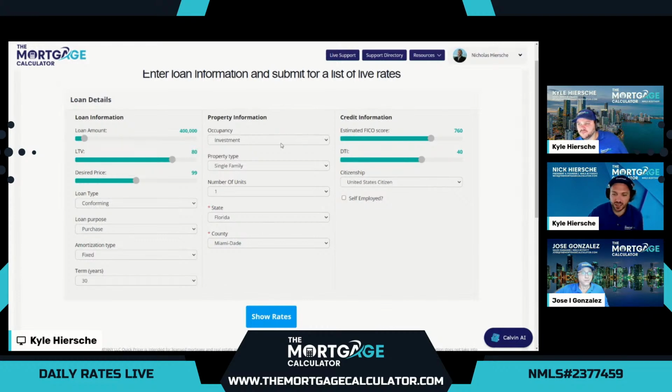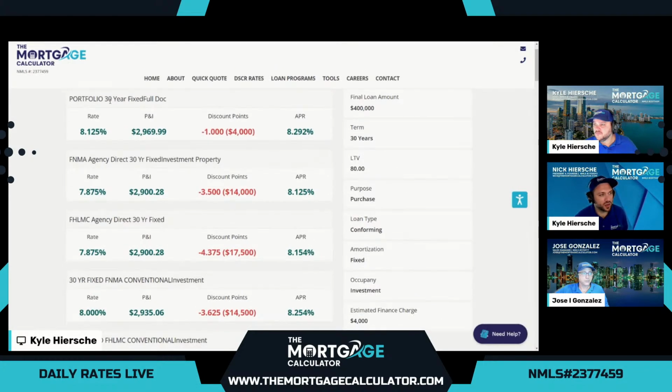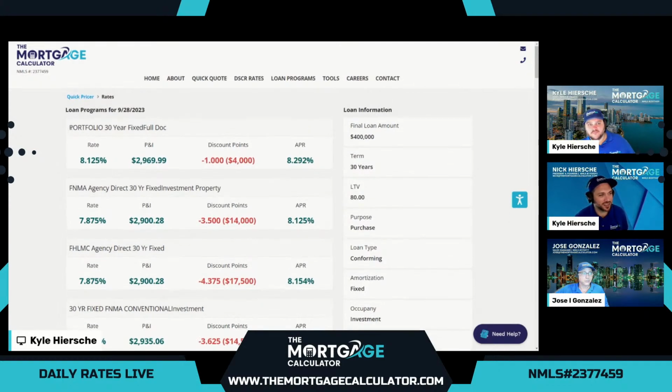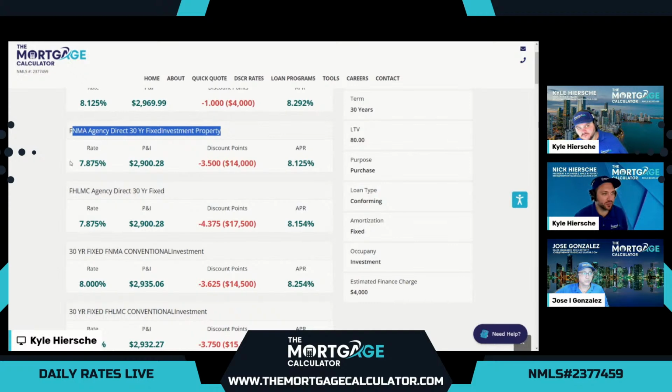Everything's going to stay exactly the same as our other demos. The only thing we've edited here is the occupancy. So we can see the adjustments conventional has made for investments. I don't know why this one's showing up. Again, when conventional goes crazy, sometimes we get some craziness. So this is actually not a conventional, even though it's showing up. This one would be the best conventional. 7.875, 3.5 discount points in cost, puts our final APR at 8.125.